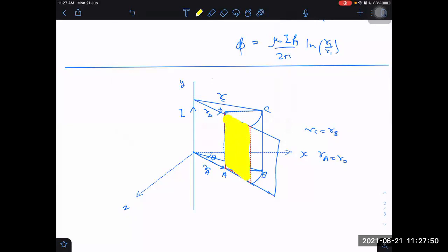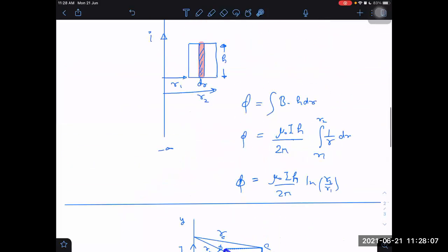Whatever flux is passing through this area, the same will be going through this face also, right or not? Because magnetic field lines will be in circular loops. So whatever passes through this yellow area, that only will be passing through this. But it is easy to find through the yellow area. We have already done that. What is it through the yellow area?